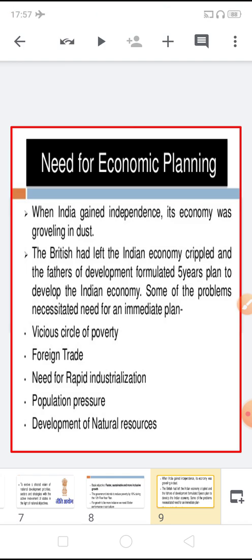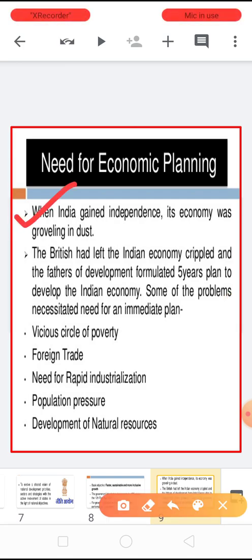Now we have the next topic: why we need economic planning. Children, when India gained independence, its economy was grovelling in dust. As we all know, the condition of India's economy was very backward and stagnant. The Britishers had left the Indian economy crippled, and the father of development formulated five-year plans to develop the Indian economy. Some of the problems necessitated the need for an immediate plan.